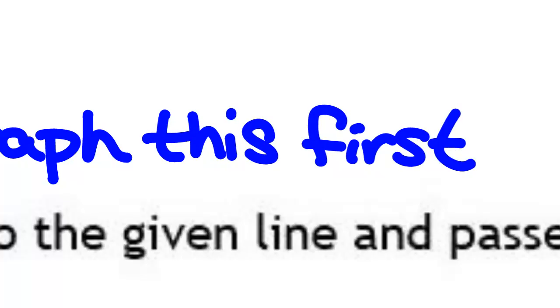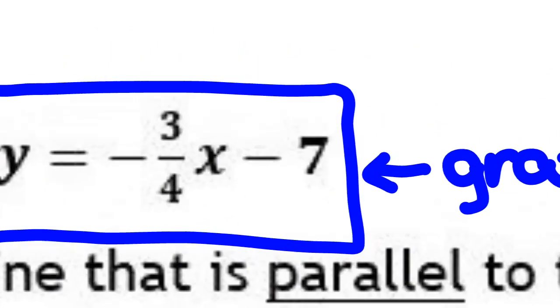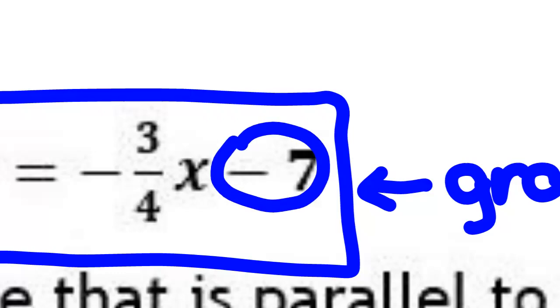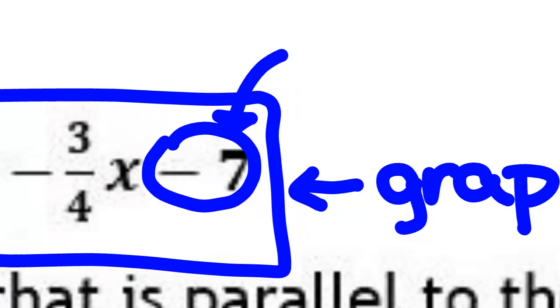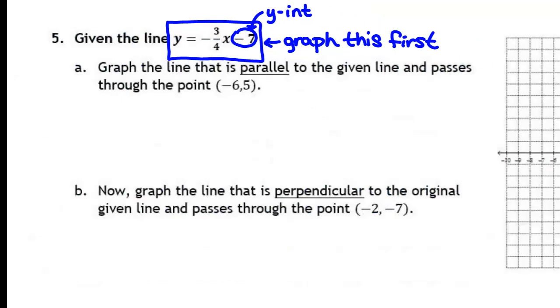Is this in slope-intercept form? Yes. What is the first thing that you plot on a graph when you've been given slope-intercept form? The y-intercept. Which number up there is the y-intercept? -7. This right here is my y-intercept. So when I go to plot it on the graph, where do I put that at?